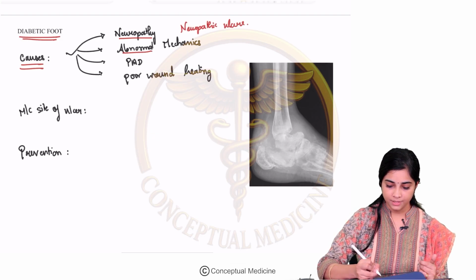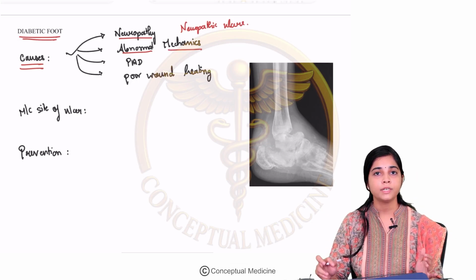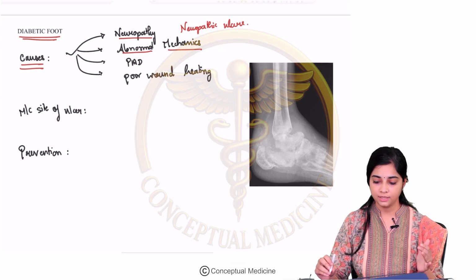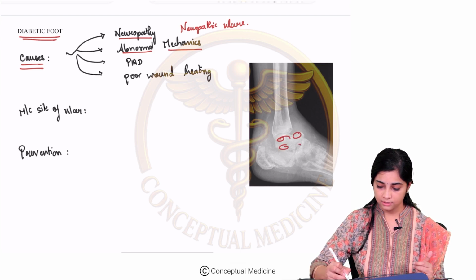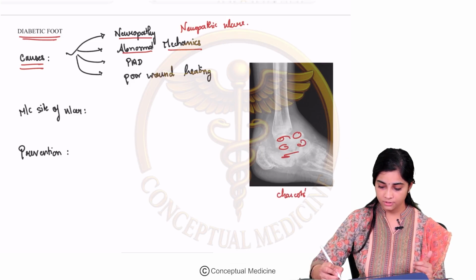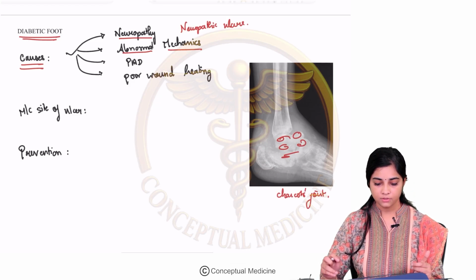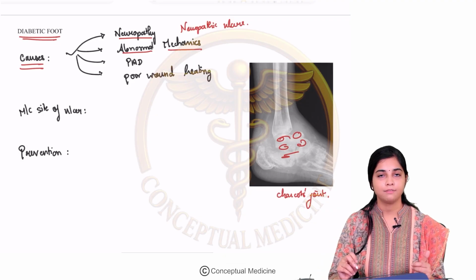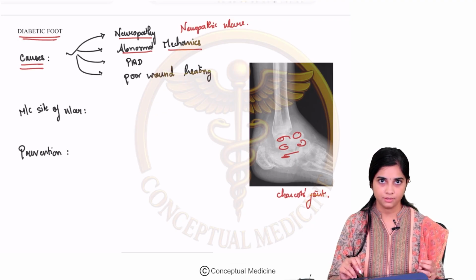Apart from this, there can be abnormal mechanics. Over time, this chronic neuropathy can result in joint damage to your tarsal bones. Can you see here that the tarsal bones are completely destroyed, and this is what we call the Charcot's joint. Okay, fine. So abnormal mechanics, and there will be abnormalities in your weight bearing because of damage to the joints.